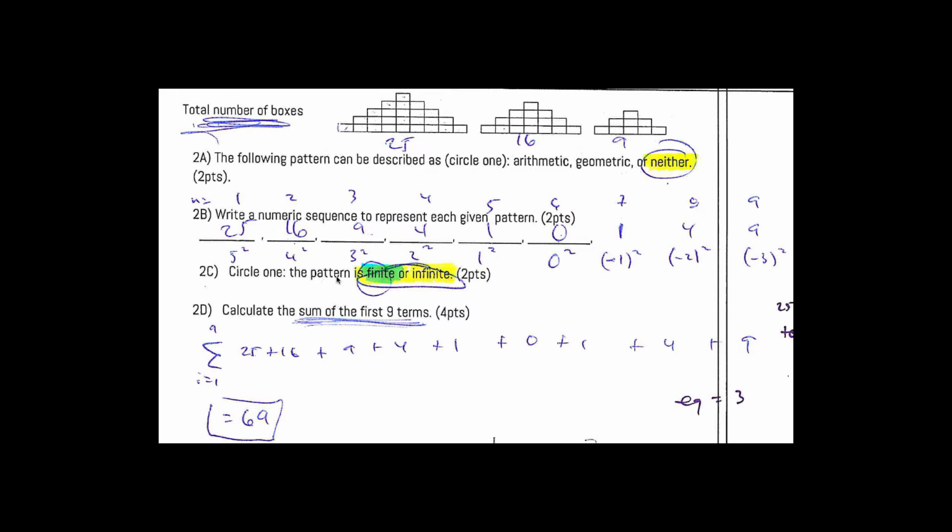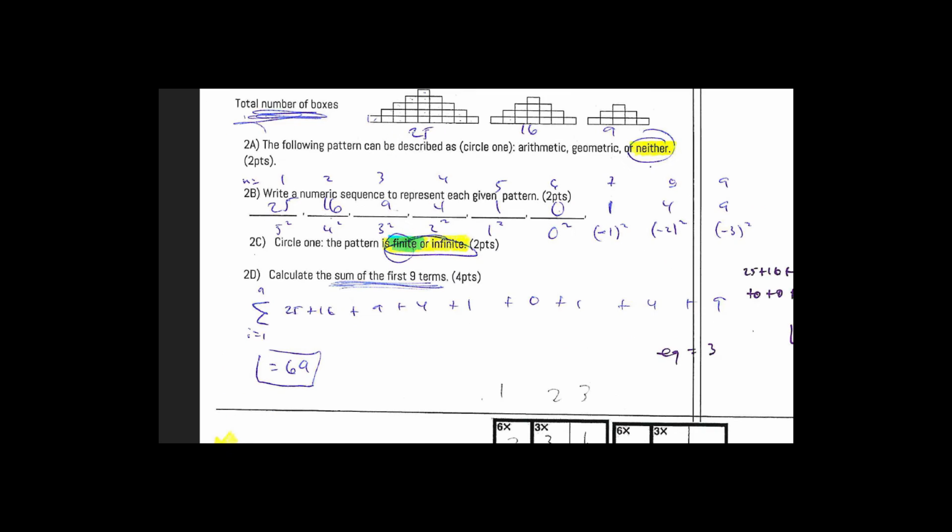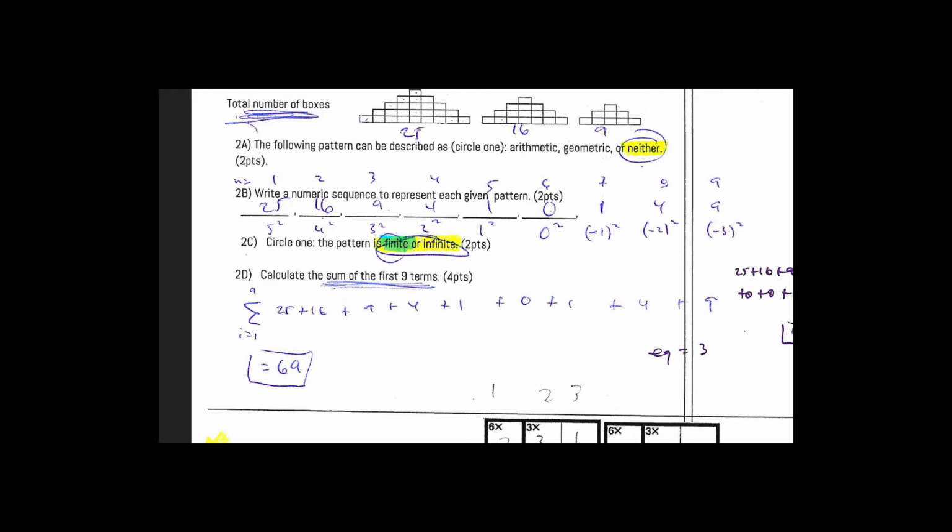The pattern is finite. We can actually add up these values. It says calculate the sum of the first 9 terms. Here I accepted 2 answers. Let me show you guys why I picked 2 answers.